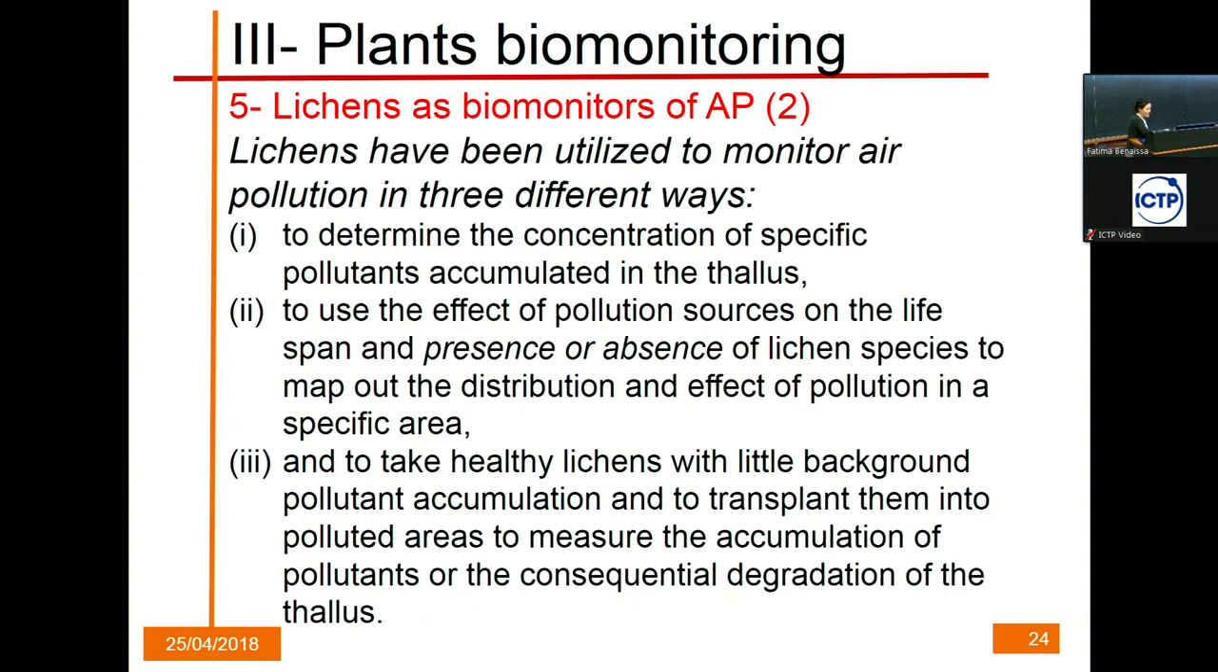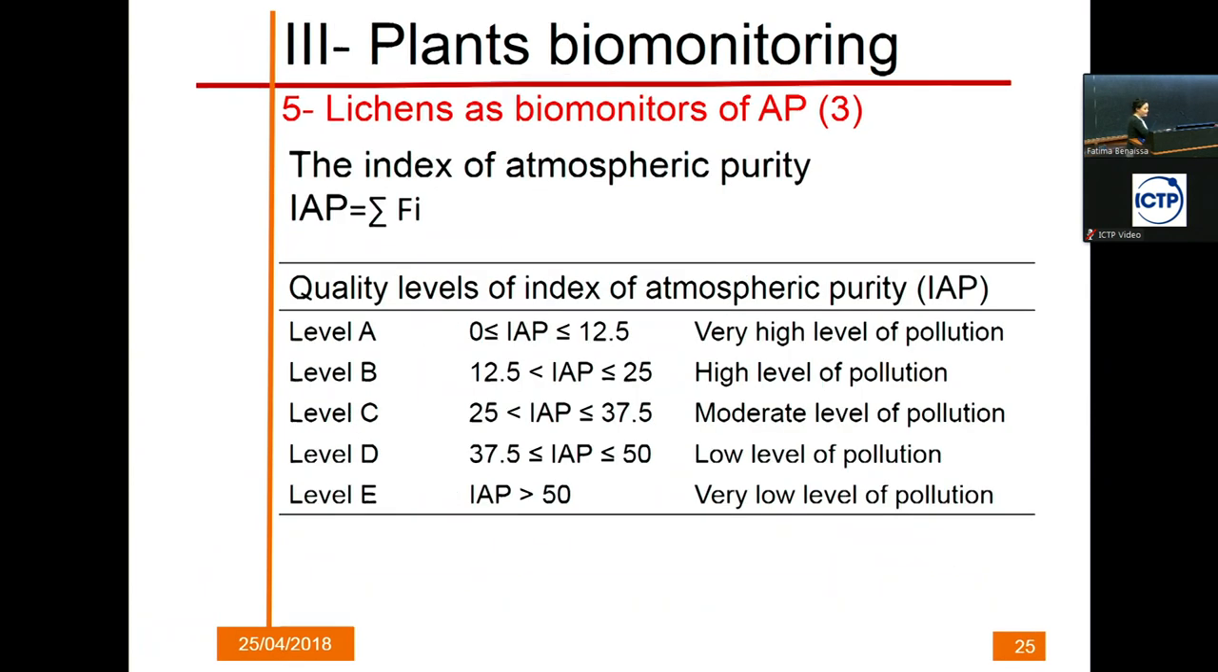Other studies take healthy lichens with little background pollutant accumulation and transplant them into a polluted area to measure accumulation of pollutant or the consequential degradation of the thallus. There are many indexes used to link the effects of air pollution on plants and the effects on health. Among these indexes, there is the foliar index.